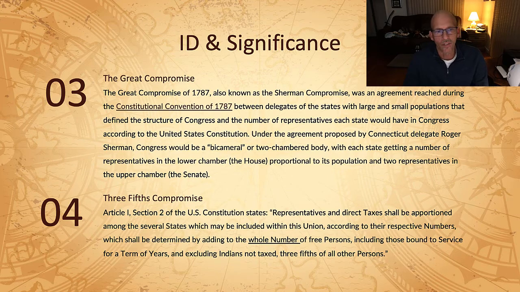Number 4 is the Three-Fifths Compromise. This is straight from the early Constitution. Article 1, Section 2 of the United States Constitution states representatives and direct taxes shall be apportioned among the several states which may be included within this Union according to their respective numbers, which shall be determined by adding the whole number of free persons, including those bound to service for a term of years, and excluding Indians not taxed, 3/5 of all other persons.